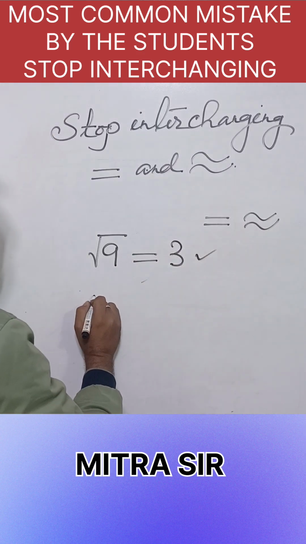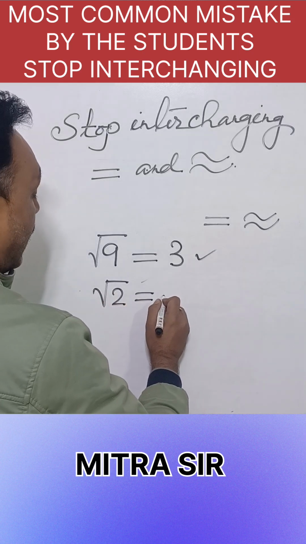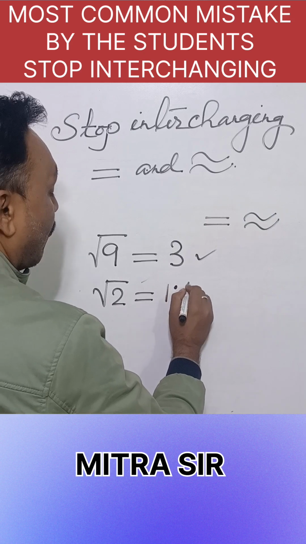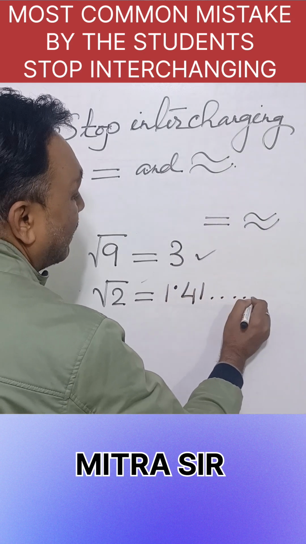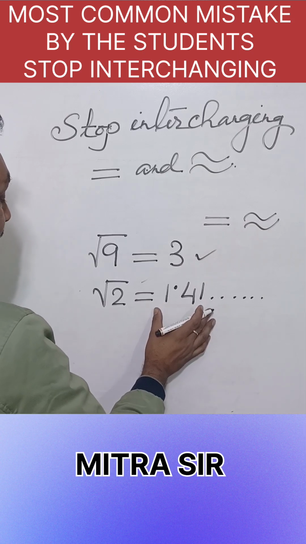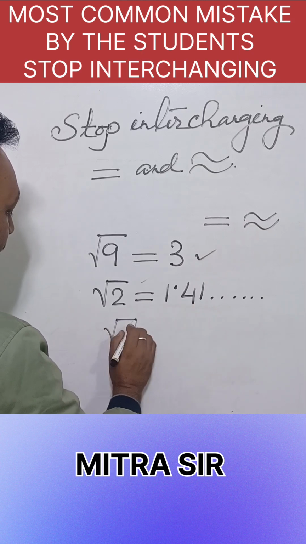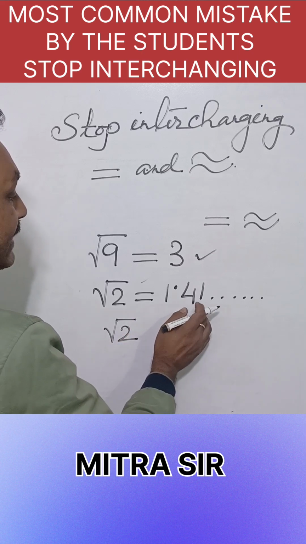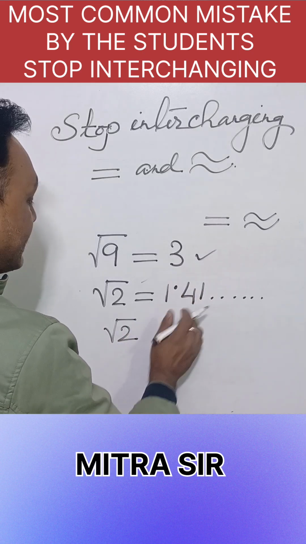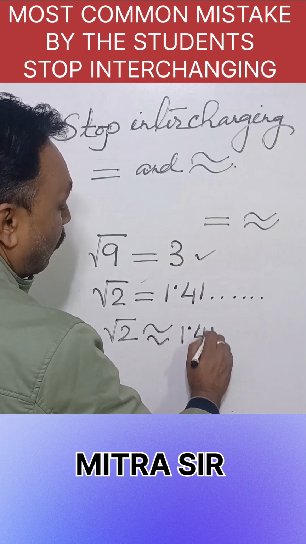But if I take the square root of 2, you will get the value 1.41, and then other numbers are also there. So we cannot put equal to here. If we take two digits after the decimal, then here we can write the square root of 2 is approximately equal to 1.41.